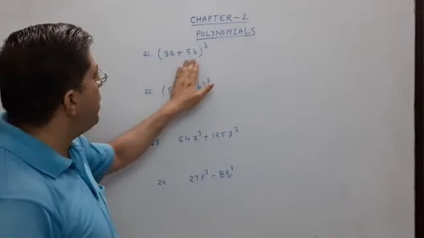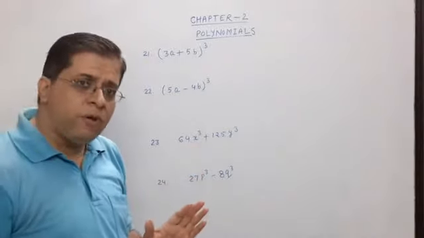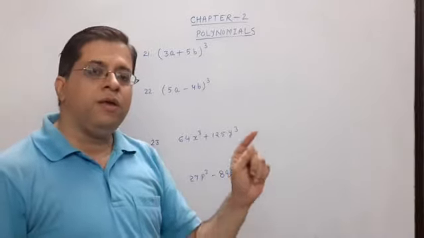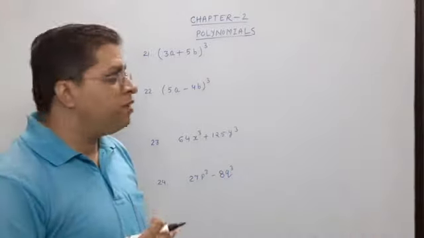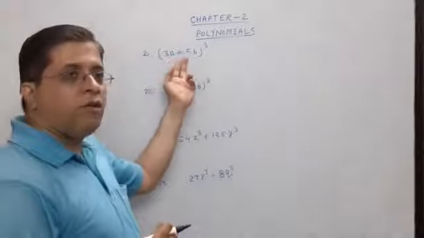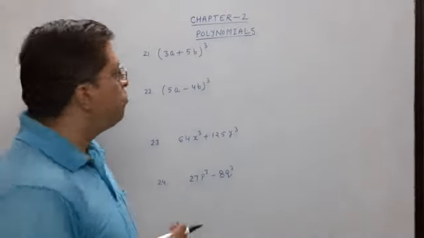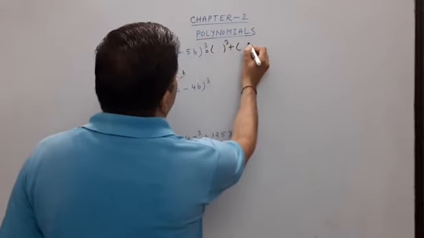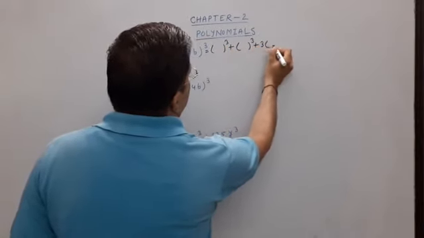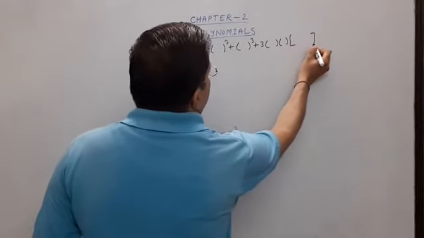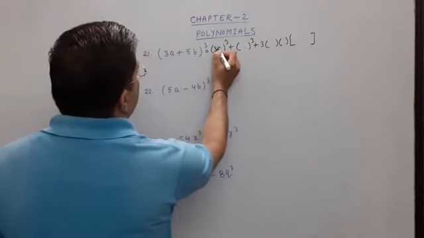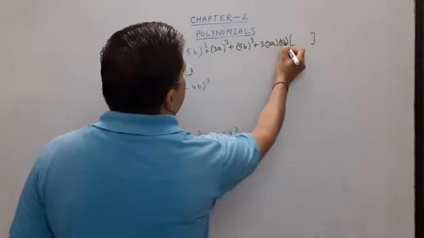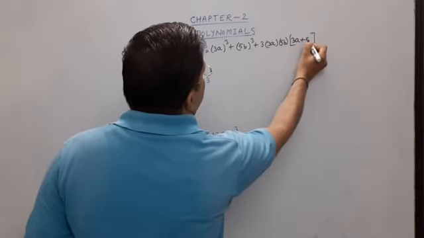This is (3a plus 5b) whole cube. This is looking like (a plus b) whole cube. What is (a plus b) whole cube? A cube plus b cube plus 3ab in bracket (a plus b). See here, what is a? A is here 3a. What is b here? It is 5b. Now put a cube plus b cube plus 3ab in bracket (a plus b). Here 3a, here 5b, here 3a plus 5b.